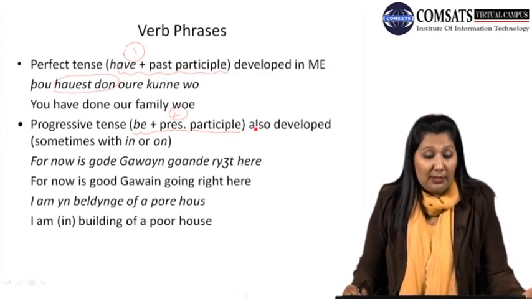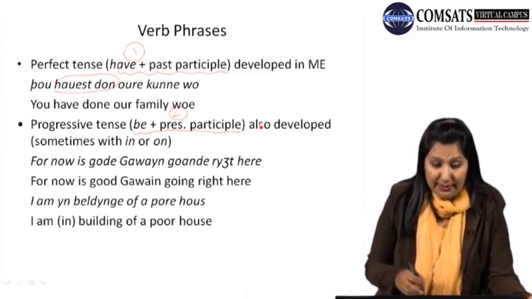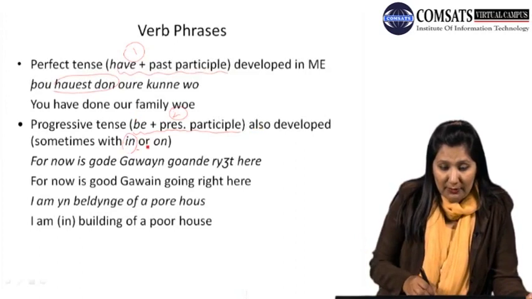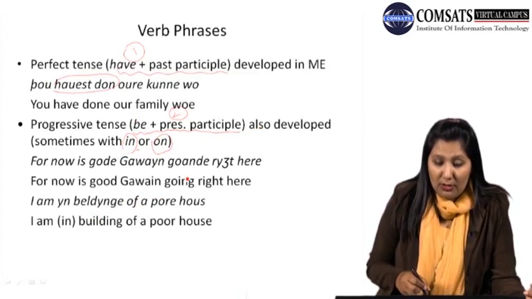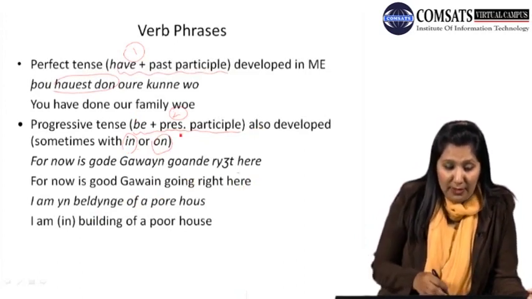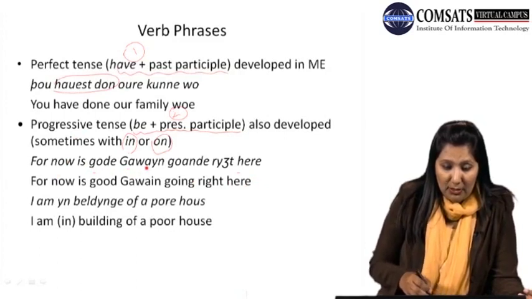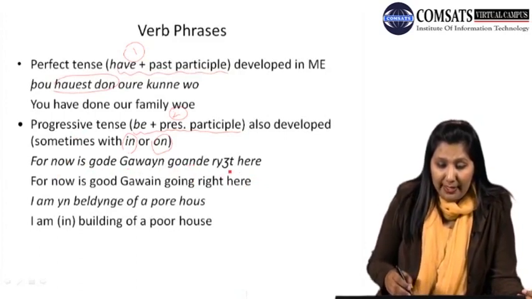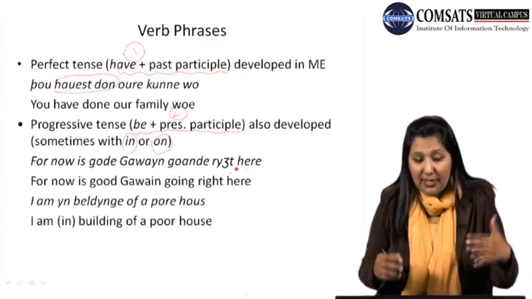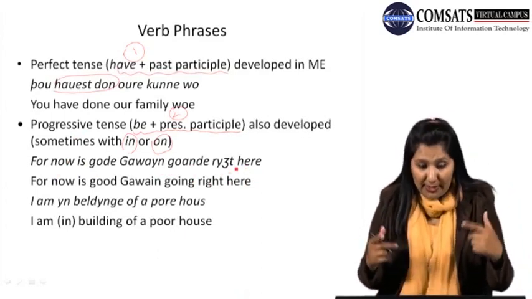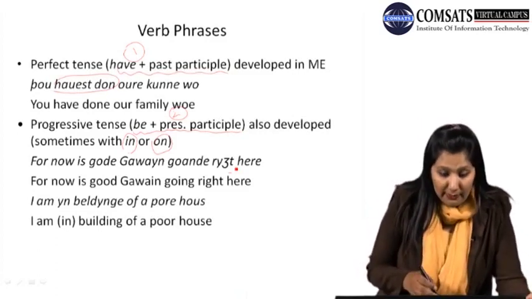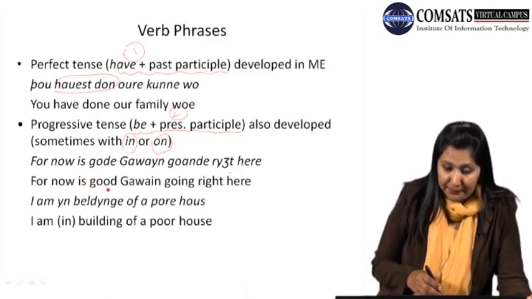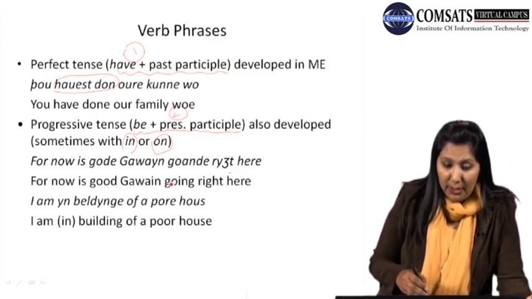It was also developed in this Middle English period, sometimes with in or on. There are two words that were important. It was developed with in or on. For now is good Gawain going right there. So this is a progressive tense. It is telling about the progress of something, some development of something. For now is good Gawain going.